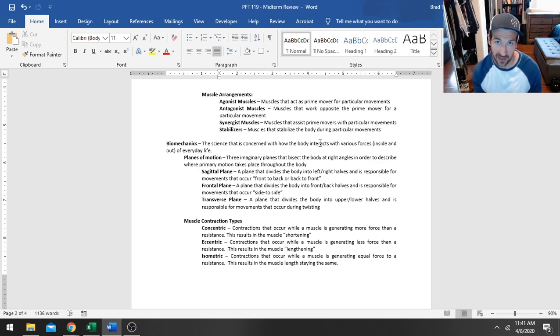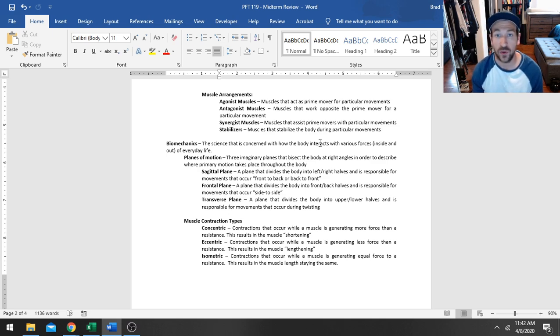However, any muscle can be an agonist or an antagonist or a synergist, which we'll get to in a second, depending on what the action is. If I start describing elbow extension, now suddenly my tricep is the agonist and my bicep is going to be the antagonist.